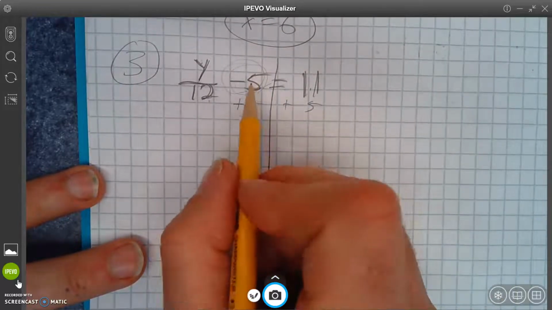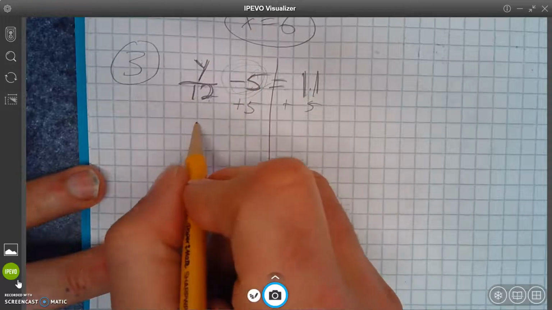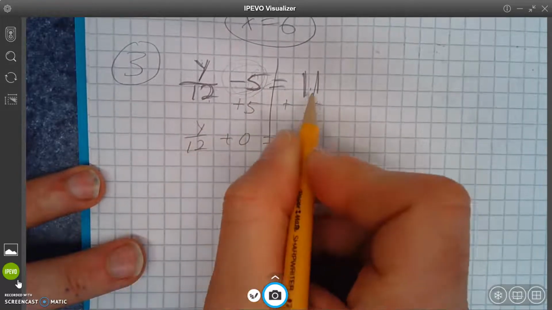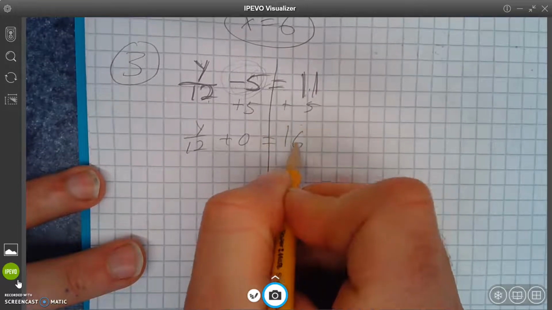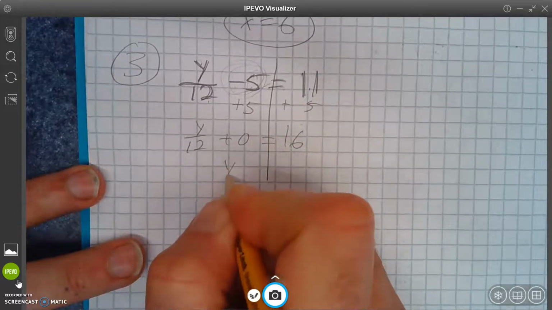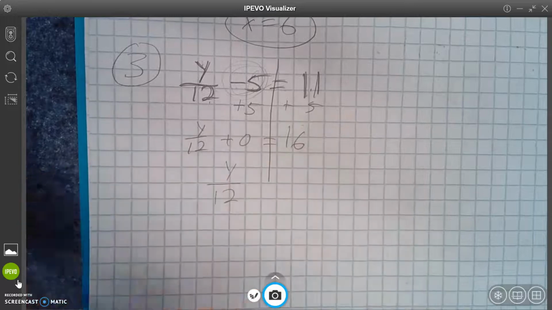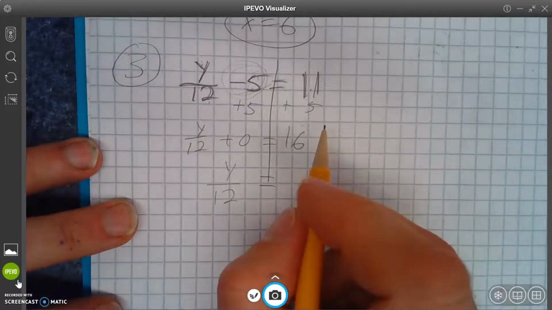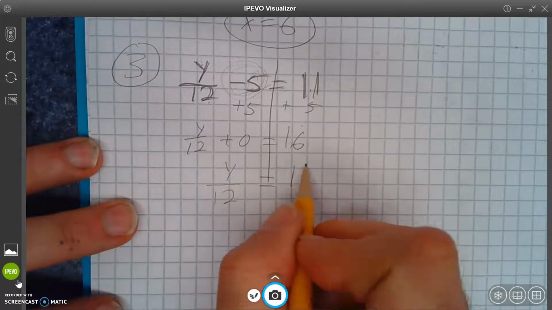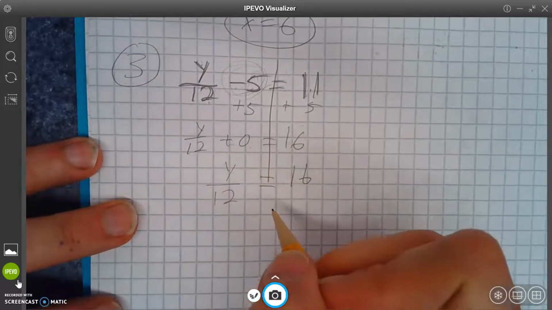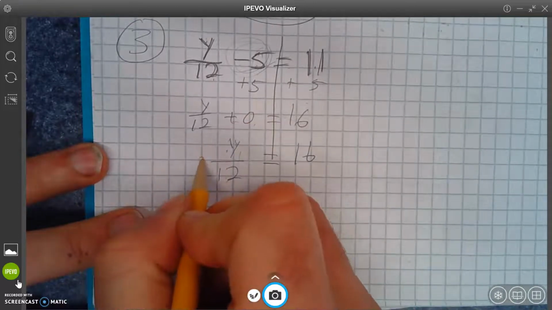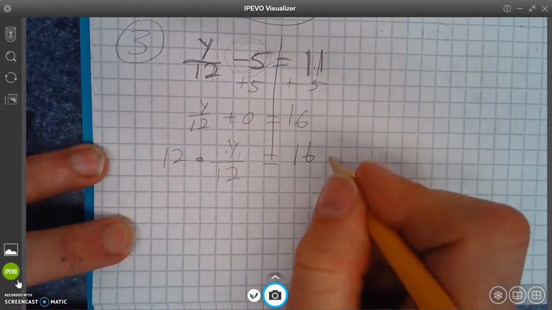Everything I write down, you write down. So this is 0, right? So y divided by 12 plus 0 equals 11 plus 5, which is, yeah, 16. Y divided by 12 equals 16, because anything plus 0 is itself. What's the opposite of dividing by 12? Oh, multiply by 12. Yeah.